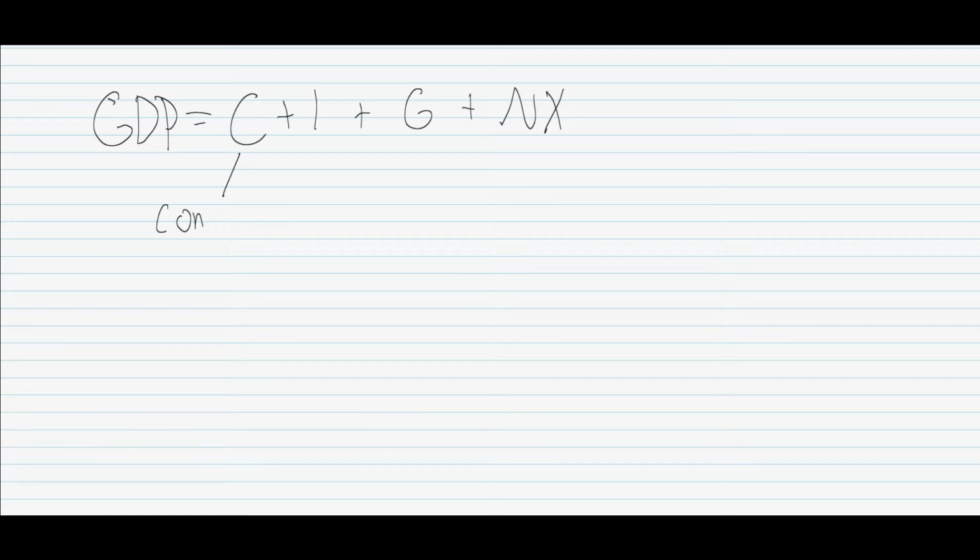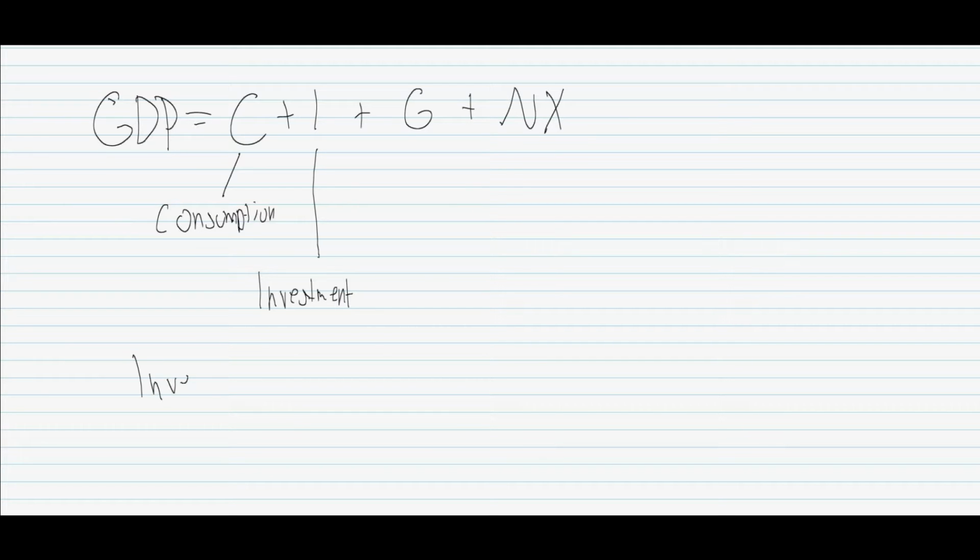C stands for consumption. What's the value of everything we consume in that year as a country? So what's the value of everything everybody in the United States buys and consumes that year? Next is I, investment. How much do people invest in new businesses, new opportunities? Inventory is a good example.